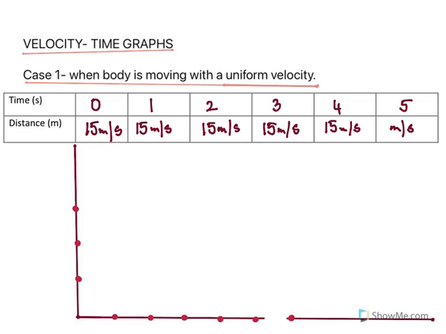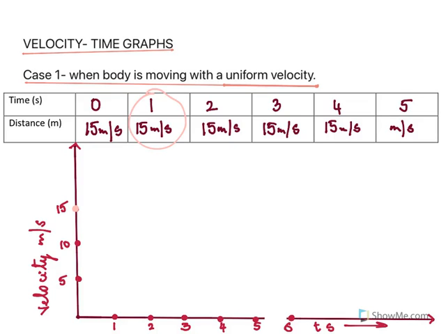So this is the velocity time graph. We take velocity on the y-axis, and velocity is measured in meters per second. Time is taken on the x-axis. Now we go ahead and plot the points. So at time 0 it is 15, and here would be the first point.